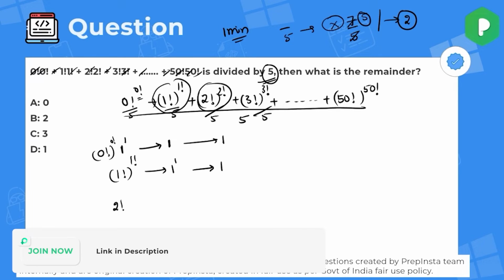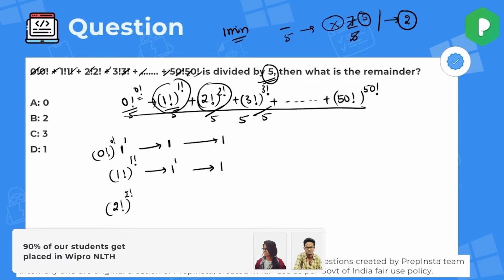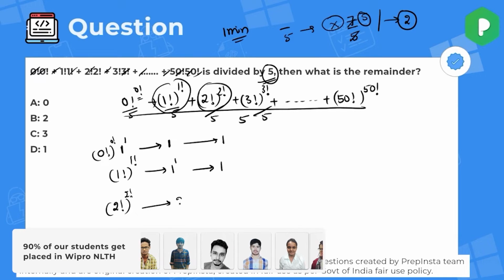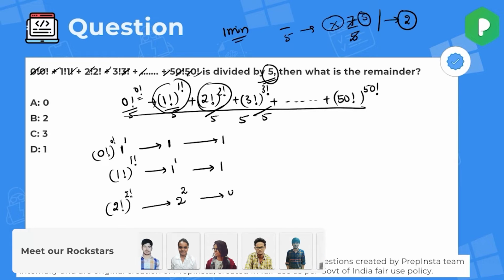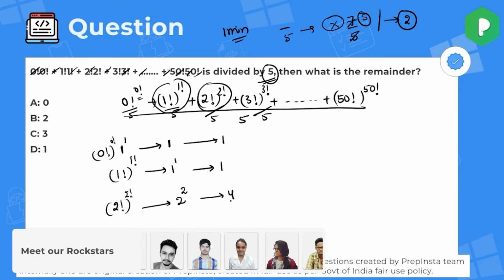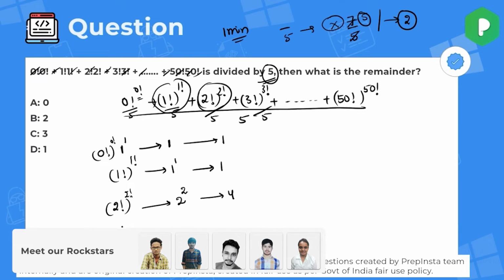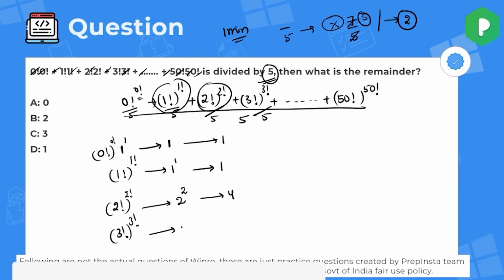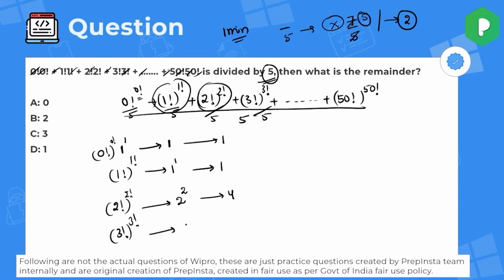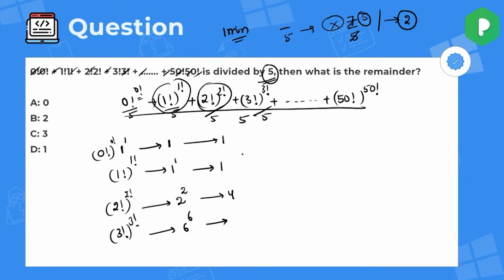Then what about 2 factorial? 2 factorial whole power 2 factorial. 2 factorial is nothing but 2. 2 into 2, 2 square is 4. So these are the unit digits I am getting. Okay. Next, 3 factorial whole power 3 factorial. 3 factorial is nothing but 6. 6 power 6. What will be the last unit digit? If you know the last unit digit concept, it is very easy. 6 power anything, the last unit digit will always be 6.